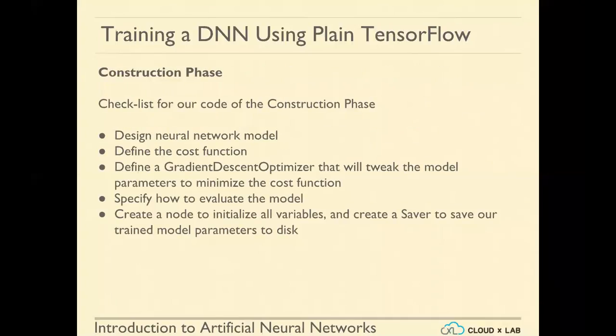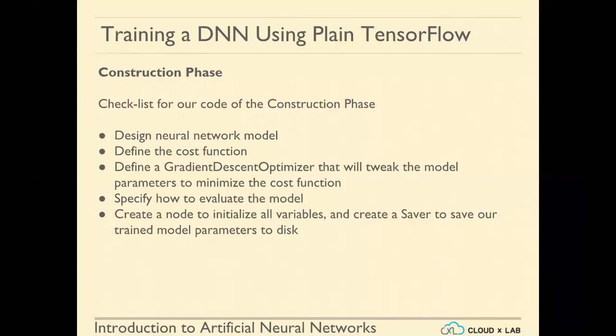So here is the checklist for our code of the construction phase. We will design the neural network, the entire model, define the cost function, then we will do the gradient descent optimizer, that will tweak the model parameters or the weights and minimize the cost function or loss function. And then we'll specify how to evaluate the model, create a node to initialize all the variables, and create a saver to save our training model.